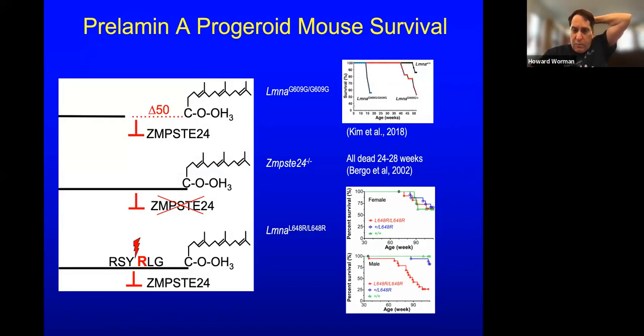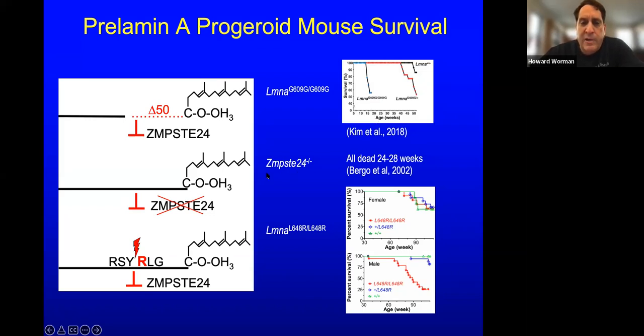Okay, so the first thing we wanted to do was compare them to other similar mice that are out there in terms of longevity. And this is probably one of the best mouse models for Hutchinson-Gilford Progeria syndrome, the LMNA G609G mouse. These homozygous mice, this was work done by Steve Young and Lauren Fong, are almost all dead by about 20 weeks of age.